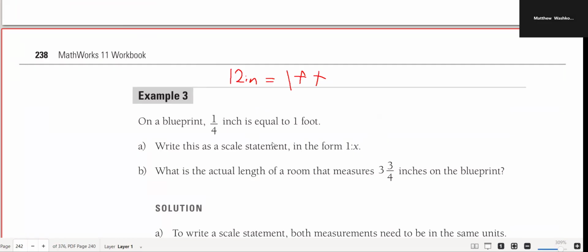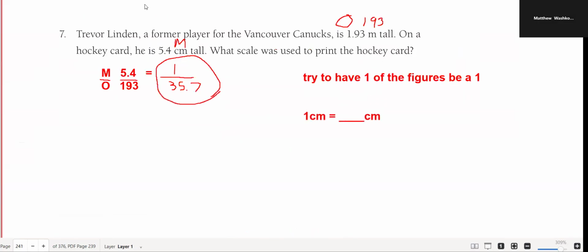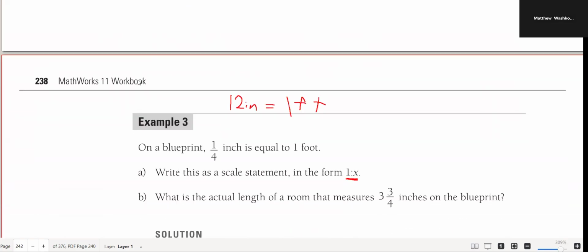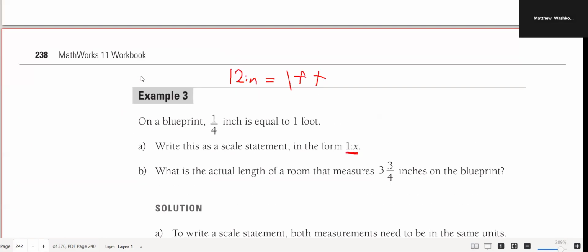We want to write this as a scale statement in the form 1 to x. Sometimes this matters. Now up here, what did I do? I literally took the bigger number and divided it by the smaller number. It's really how it works. Or I took one of the numbers and divided it by the other one. That's really how it boils down.